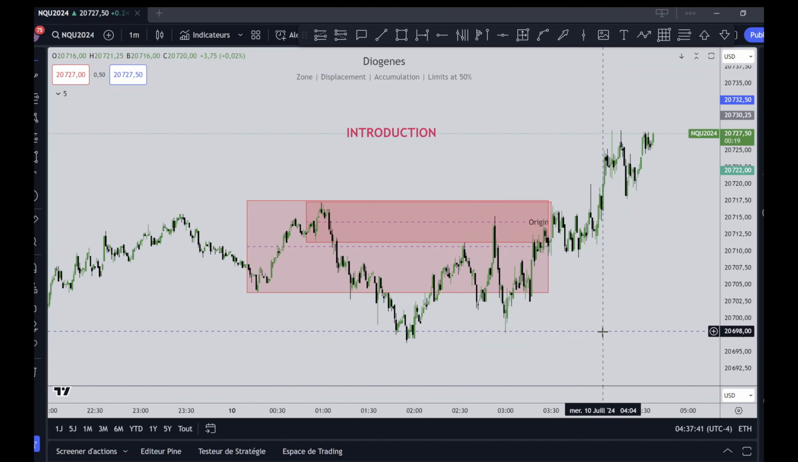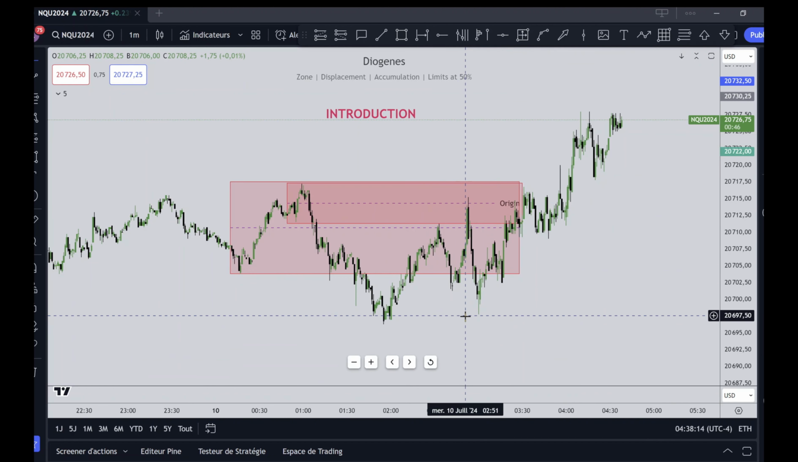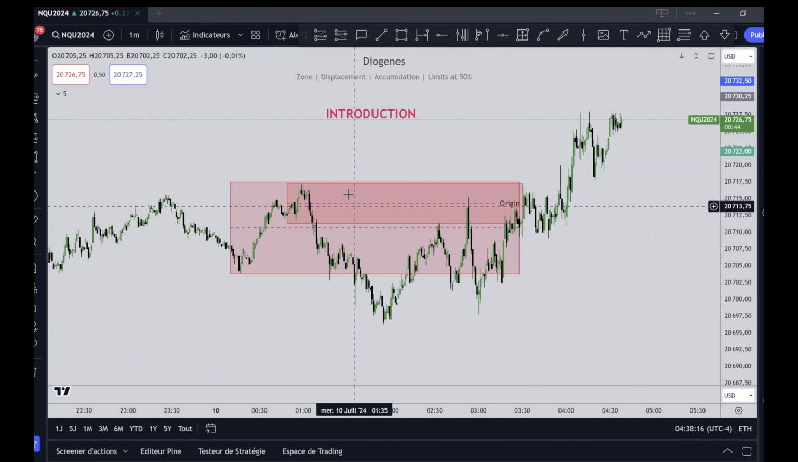The glitch usually gives a high probable and very fast move, as you can see in this image. The origin of the move is where the real action starts. It's the point where market sentiment shifts and the significant price movement begins. Identifying this spot accurately is crucial for the glitch.